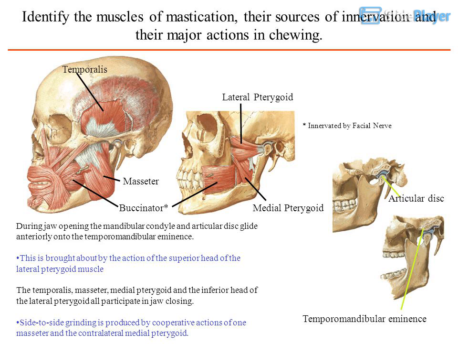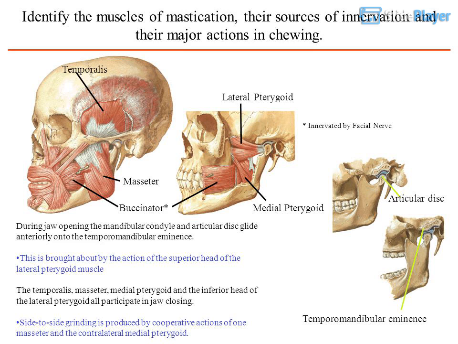Temporomandibular eminence. Articular disc. During jaw opening, the mandibular condyle and articular disc glide anteriorly onto the temporomandibular eminence. This is brought about by the action of the superior head of the lateral pterygoid muscle.